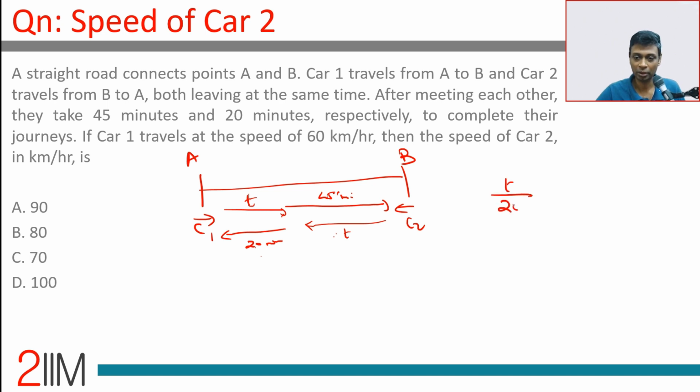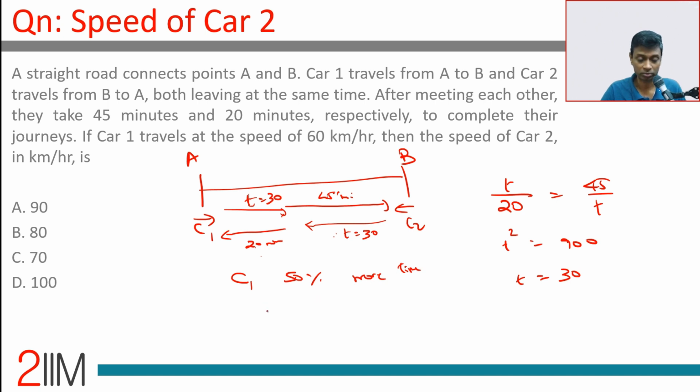T by 20 equals 45 by t, or t square equals 900. T is 30. In other words, C1 takes 50% more time in both instances. Right? C1 takes 50% more time. That means C1 is slower. And so if C2 took time t, C1 will take time 3 by 2t.